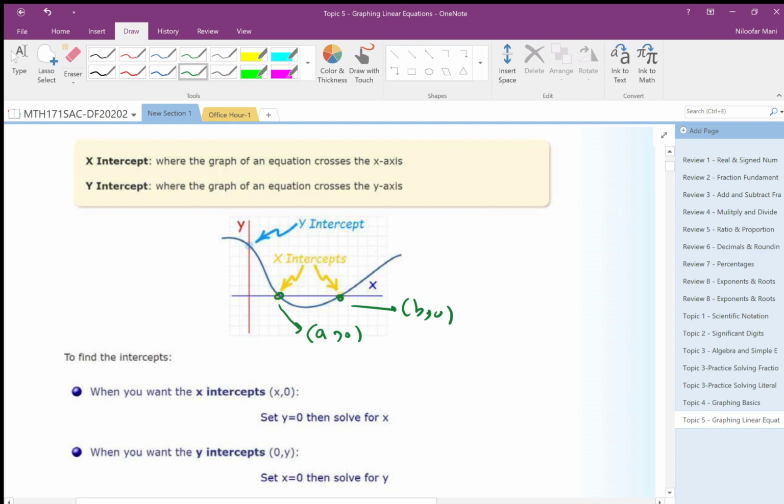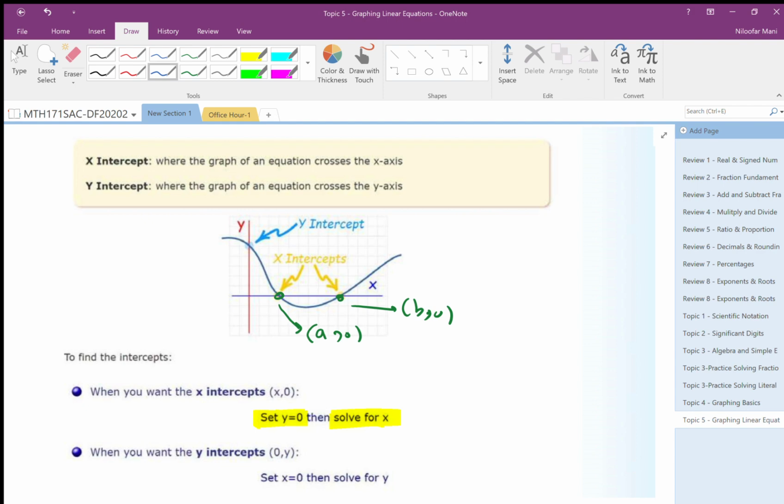So maybe I can say, in order to find the x-intercept, I can set y equal to 0 and find x, because I know I have two variables. I have y equals something multiplied by x plus or minus something. Okay, so I cannot find x because I have y in my way.